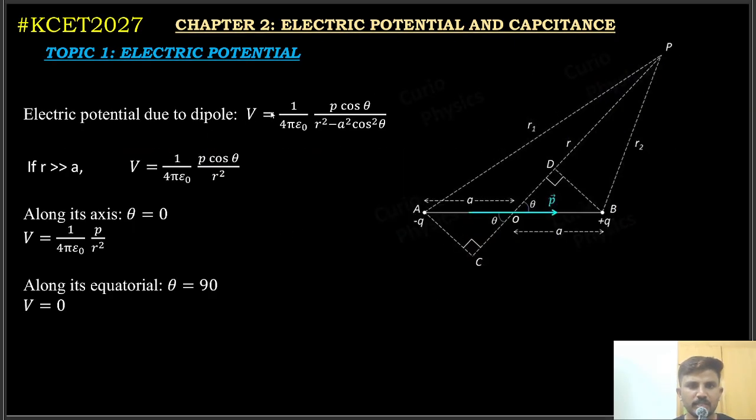This is very important. Electric potential due to a dipole. What is a dipole? Two equal and opposite charges separated by a small distance. At any random point around the dipole, what is the electric potential? For the theory concept, you must have studied and derived this: electric potential due to a dipole is given by 1 by 4 pi epsilon naught, p cos theta divided by r square minus a square cos square theta, where if r is much greater than a, we can just write this much.